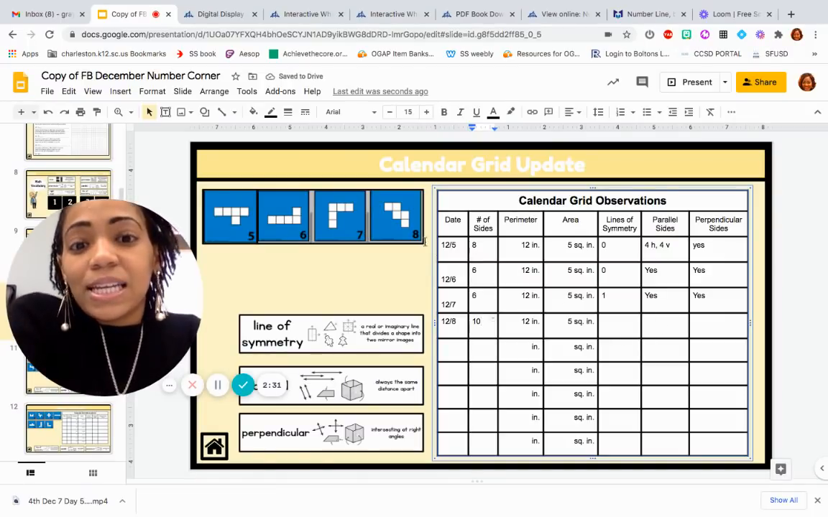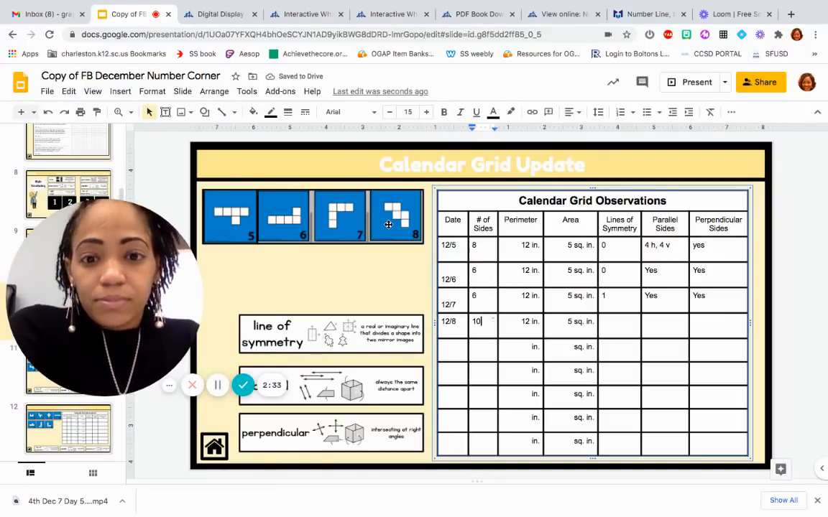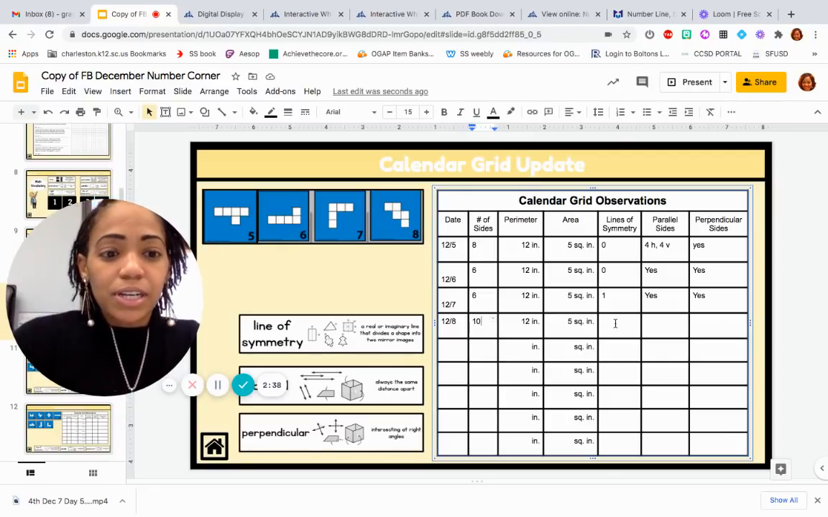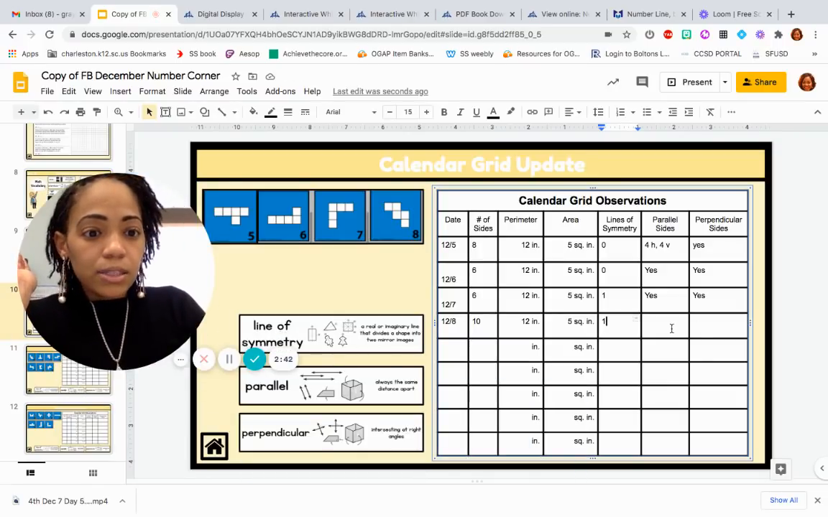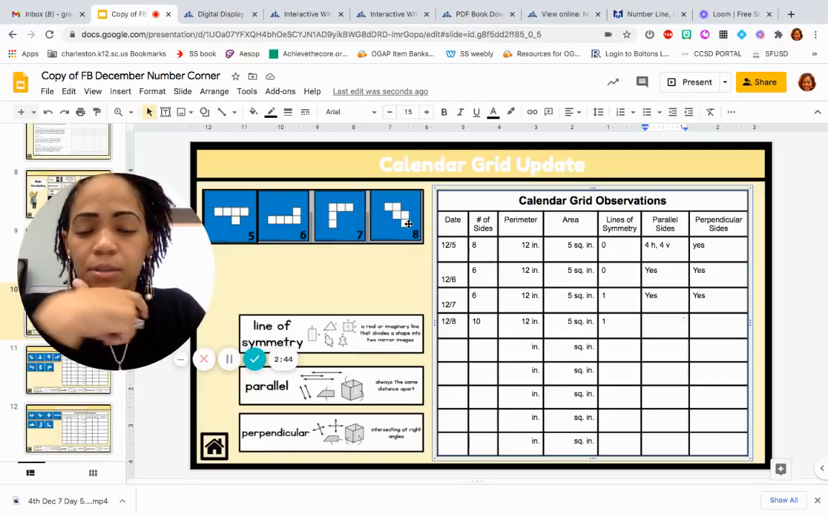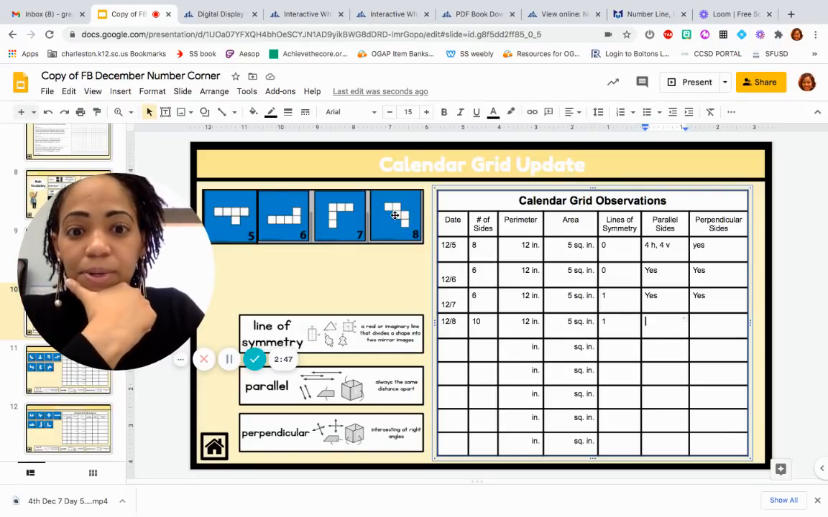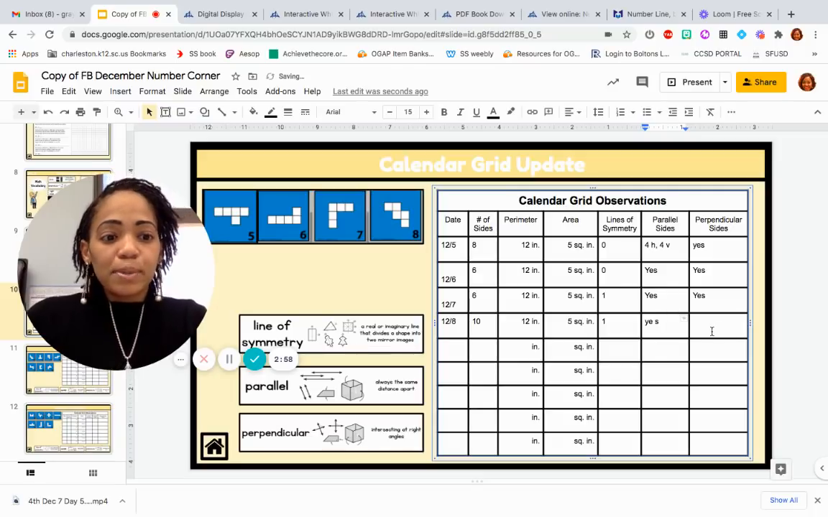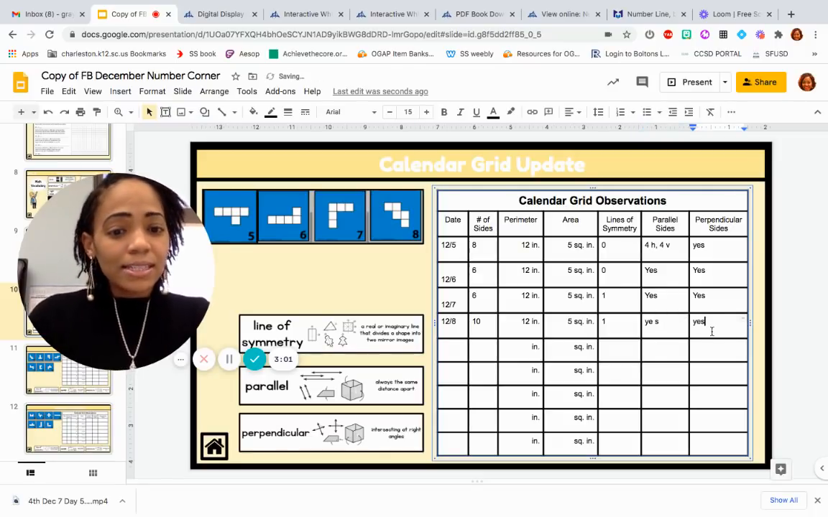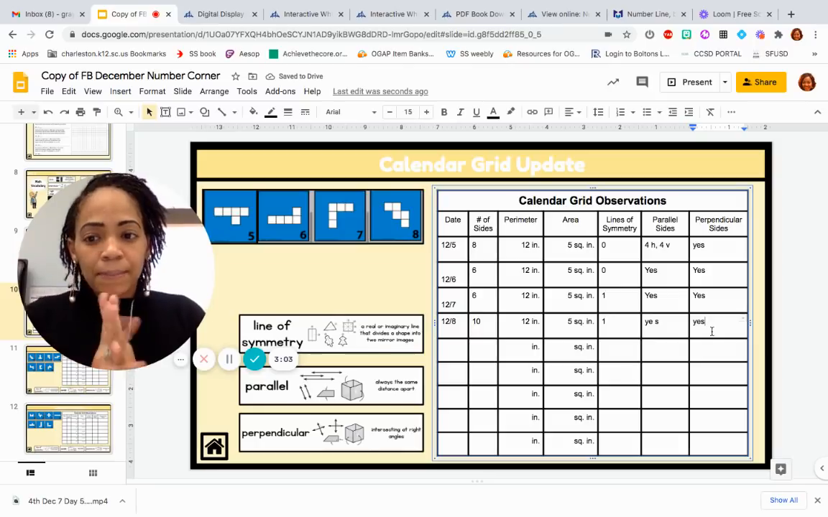Okay, do we see any lines of symmetry? Yeah, I think we have at least one line of symmetry here. So let me just go ahead and put 1 there. And we know that there are some parallel sides? Yeah, this side's parallel to this side. We got a parallel side here. We got a horizontal side here, as well as here and here. So I'm going to put yes. And do we have any perpendicular sides? Yes, we do.